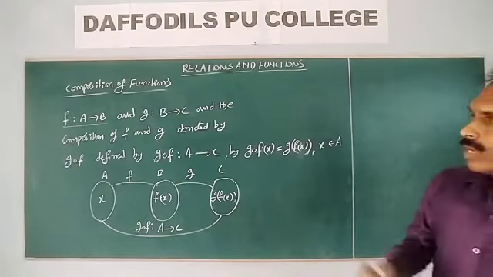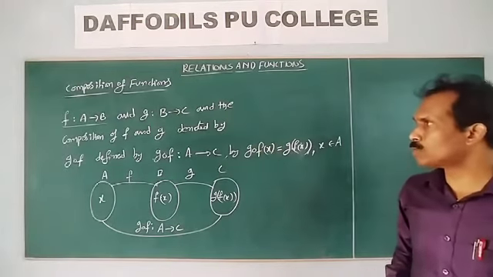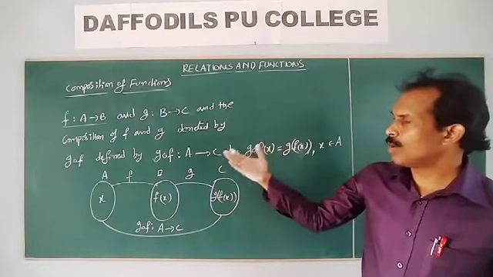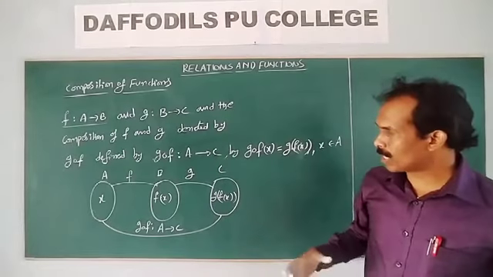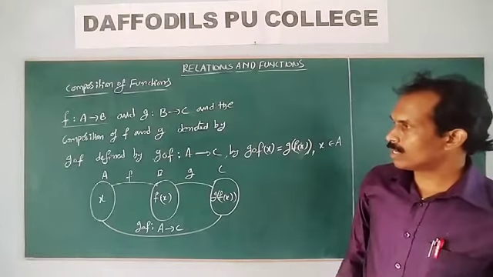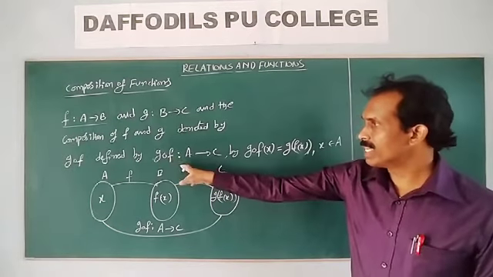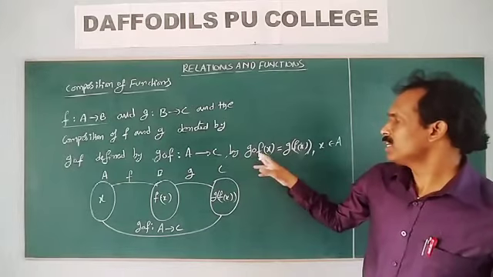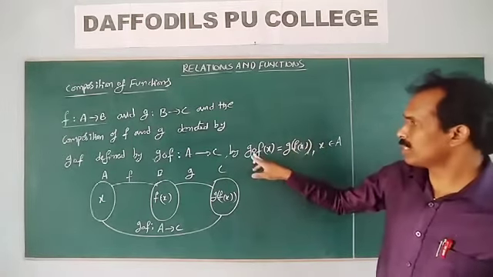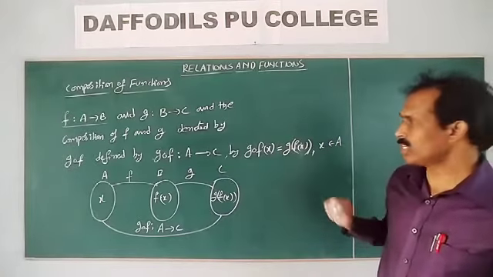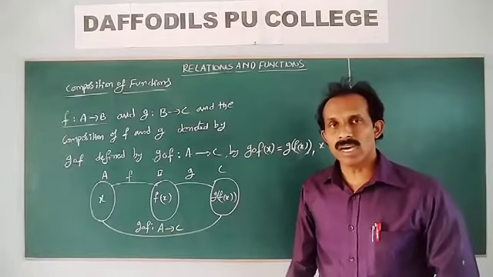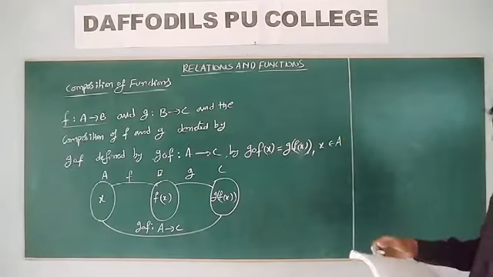Understand, friends? F maps A to B and g maps B to C are two functions, and we say the composition of f and g is denoted by the combined function g circle f, which maps A to C, defined by g circle f of x equals g of f of x. Take the bracket in place of the circle: first apply the f function, next apply the g function. So finally, from the diagram, this is the composition function.